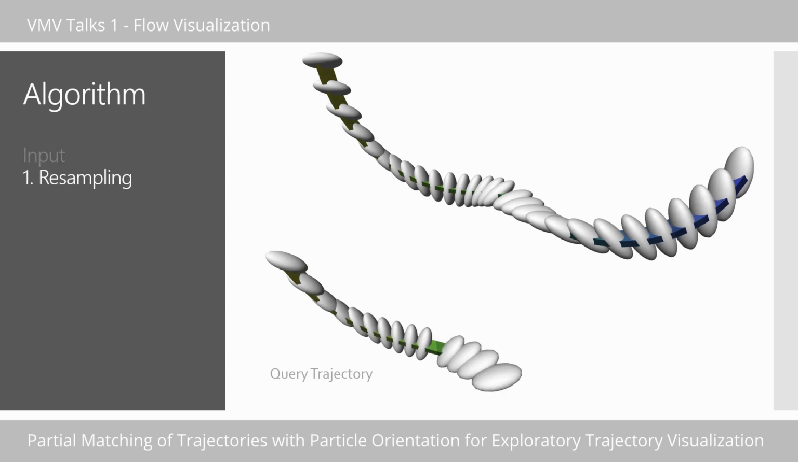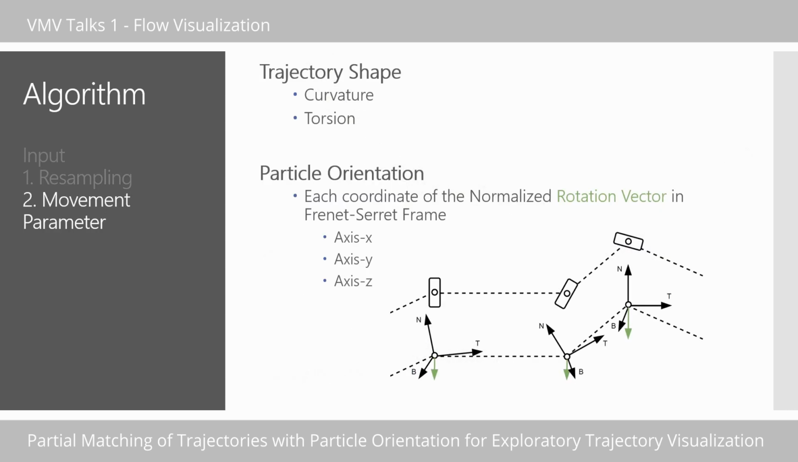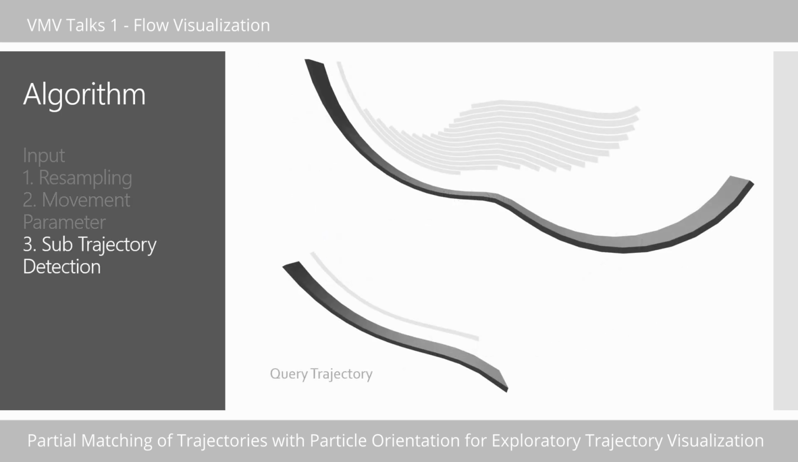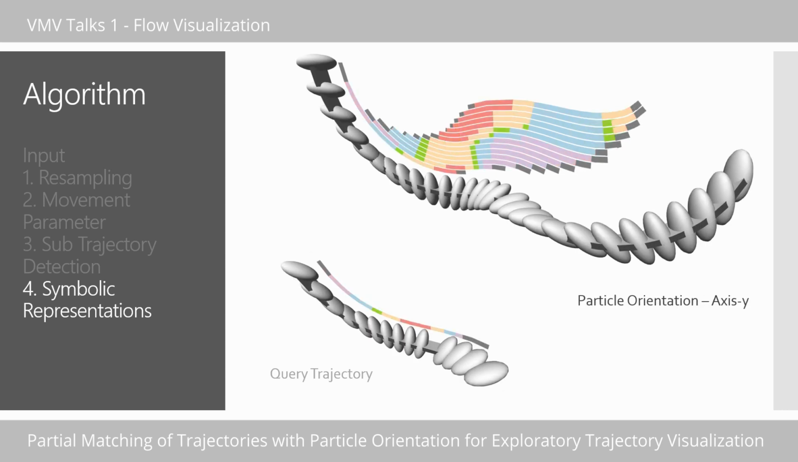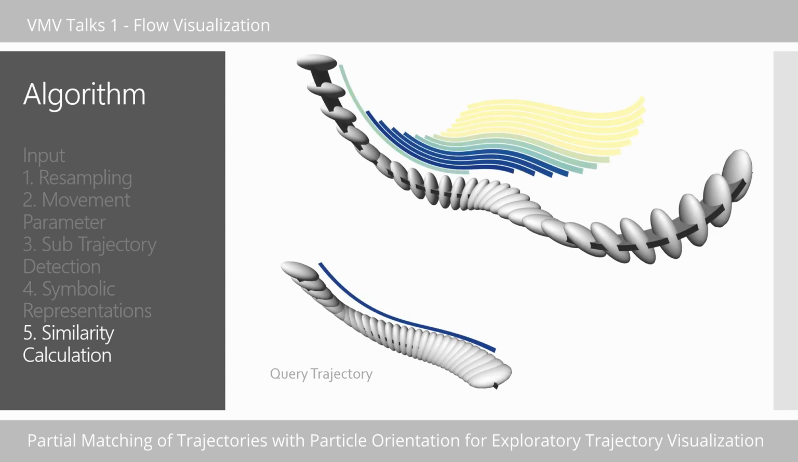Firstly, all trajectories are resampled, then movement parameters are computed for the trajectory shape and particle orientation. Relevant trajectory paths are identified, and for each of them symbolic representations are calculated. Finally, a similarity score is computed.